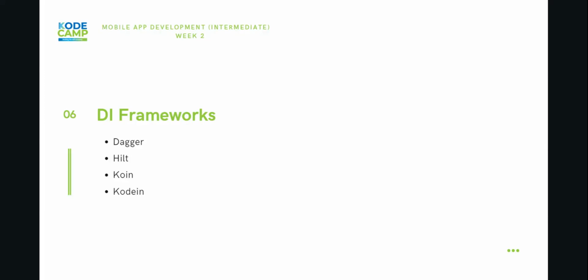Of course, you have Koin. Koin is lightweight, and it simplifies DI with a focus on simplicity and ease of use. I kind of like the way they introduce it. And of course, Kodein is also a lightweight DI framework with a Kotlin-first approach. So you could use either of these, but we are going to be using Koin in our training. We're going to be making use of Koin. So that's dependency injection.